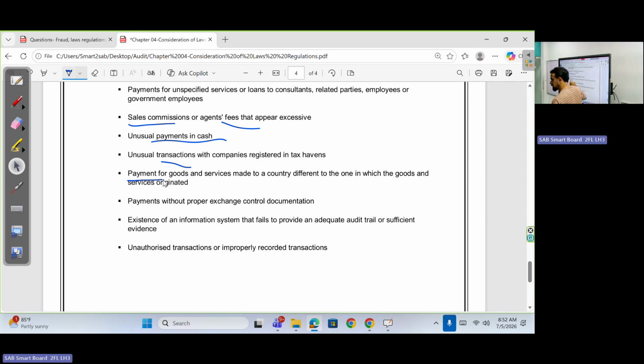Payment for goods and services: payments for goods and services made to a country different from the one in which the goods and services originate. You have imported stocks, raw materials, let's say from the UK, but you have made the payment to Singapore.